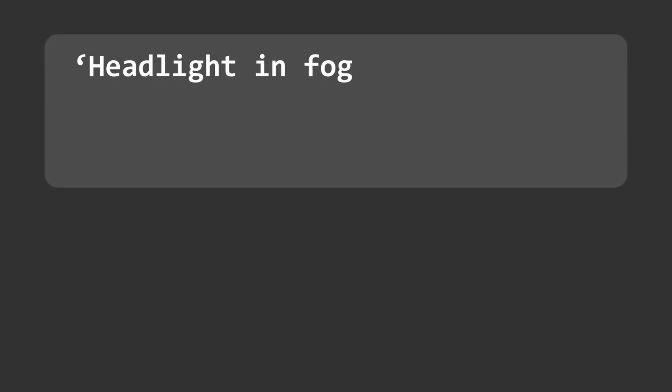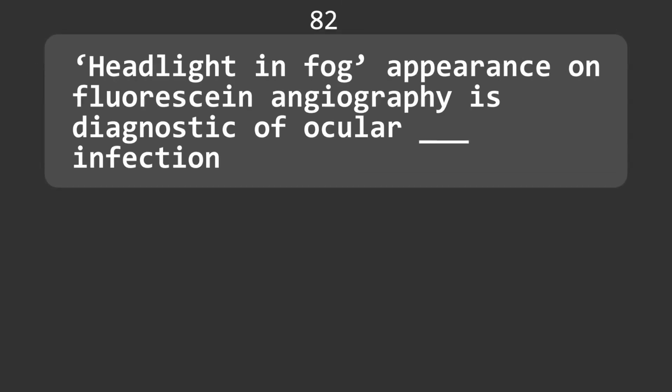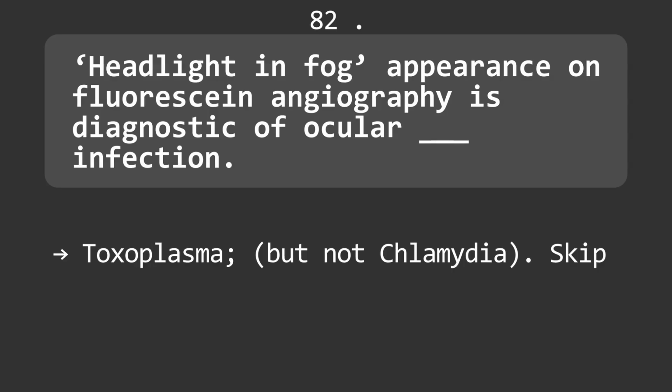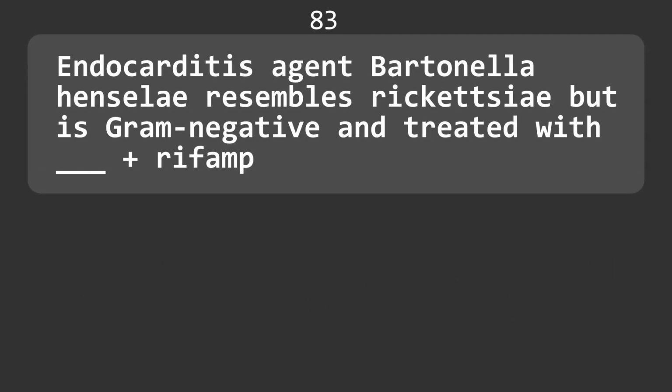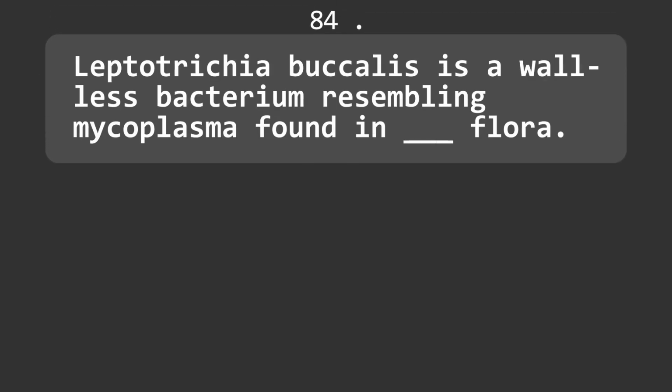Headlight in fog appearance on fluorescein angiography is diagnostic of ocular Toxoplasma infection, but not chlamydia. Endocarditis agent Bartonella henselae resembles rickettsia, but is gram-negative and treated with doxycycline plus rifampin. Leptotrichia buccalis is a wall-less bacterium resembling mycoplasma found in oral flora.